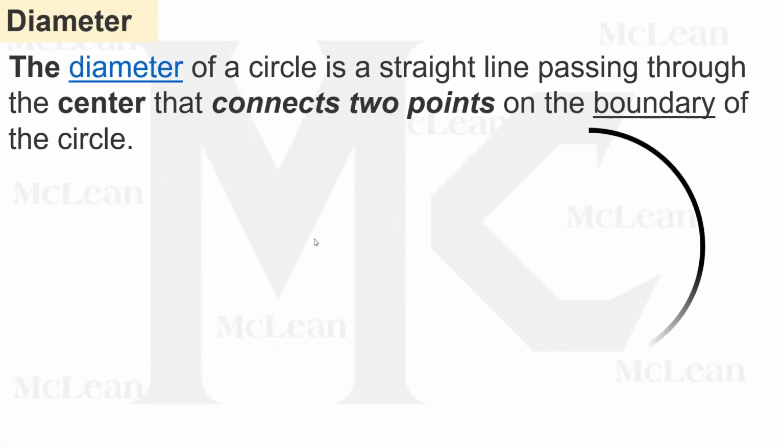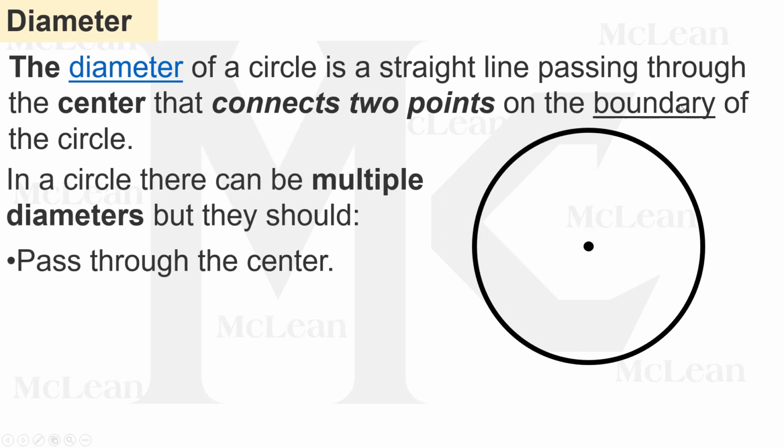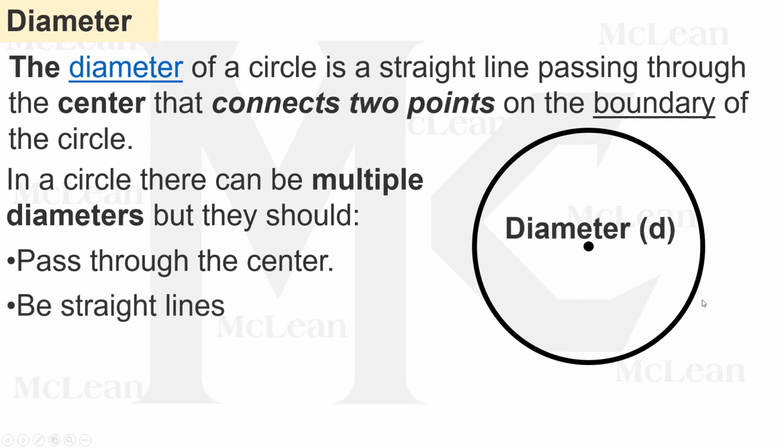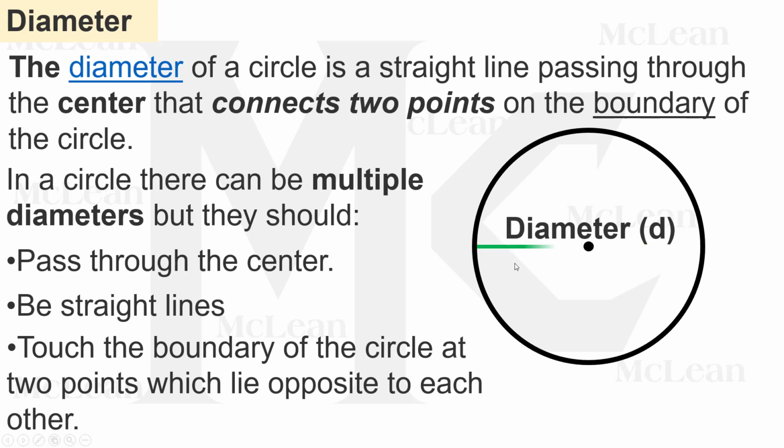Diameter. The diameter of a circle is a straight line passing through the center that connects 2 points on the boundary of a circle. In a circle, there can be multiple diameters, but they should pass through the center, like this. But it must be a straight line. Look at this. From one end of the boundary through the center to the other side, straight line, that's a diameter. They say you must touch the boundary of the circle at 2 points which lie opposite to each other. Showing more diameters in a circle.